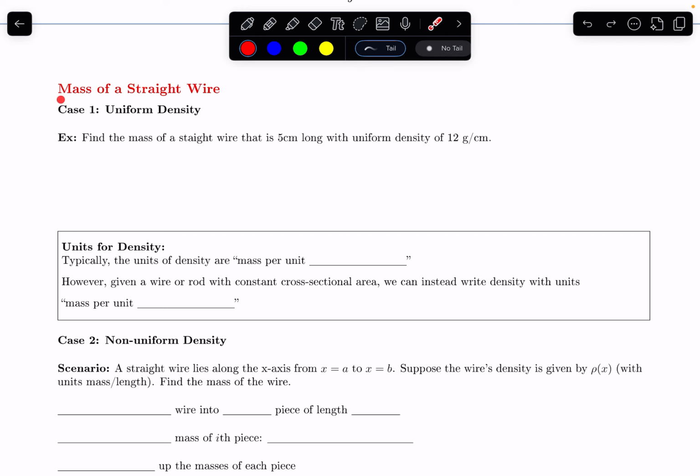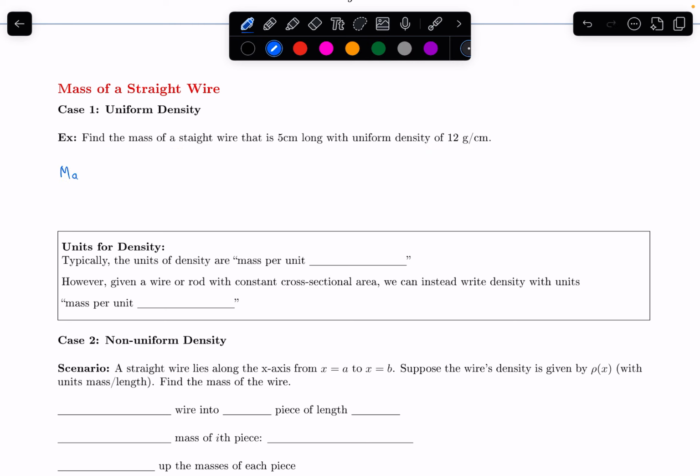In this video, we are going to talk about how we can find the mass of a straight wire using integrals. I want to start off with a case where our wire has what's called a uniform density. So along the whole length of the wire, the density remains the same. Okay, so I'm going to look at this example, which says find the mass of a straight wire that is 5 centimeters long with a uniform density of 12 grams per centimeter.